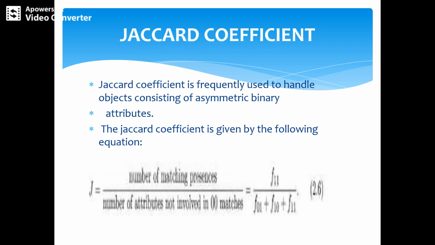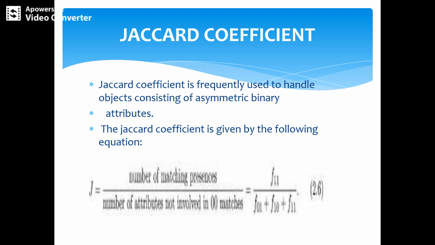Next, let us go a little bit more advanced: the Jaccard coefficient, J. The Jaccard coefficient is frequently used to handle objects consisting of asymmetric binary attributes. When a data object has asymmetric binary data, in such cases we are going to use J. There is also another one after this, the extended Jaccard, but we are going to use the Jaccard coefficient.